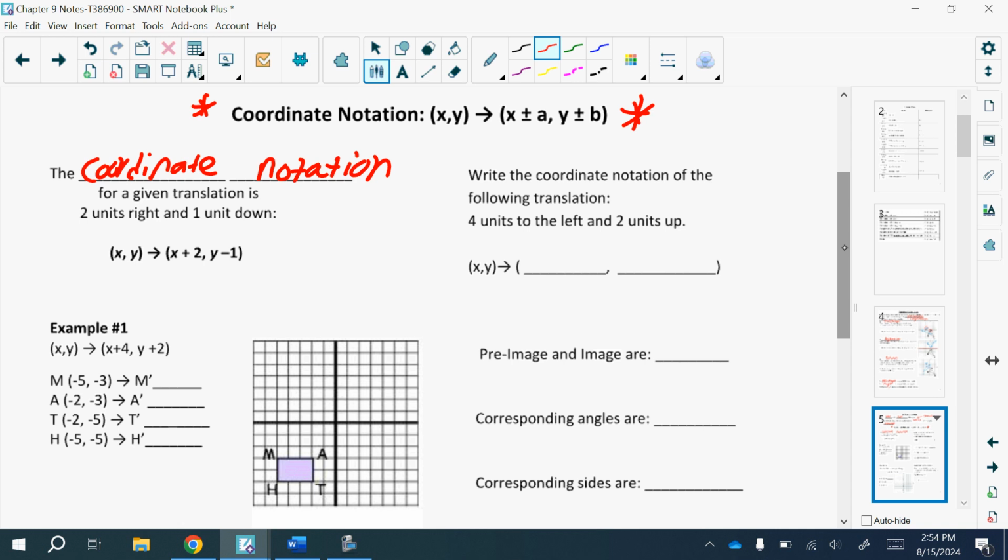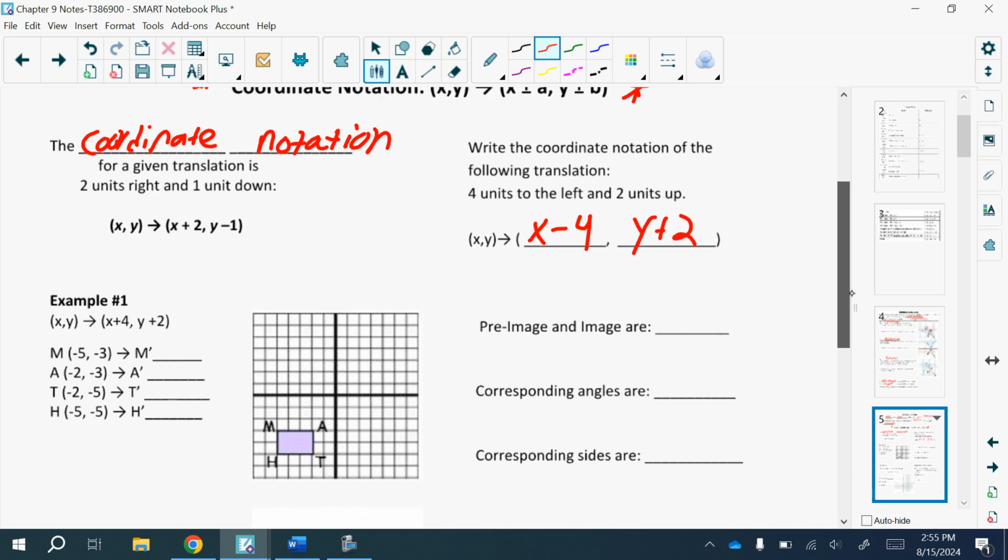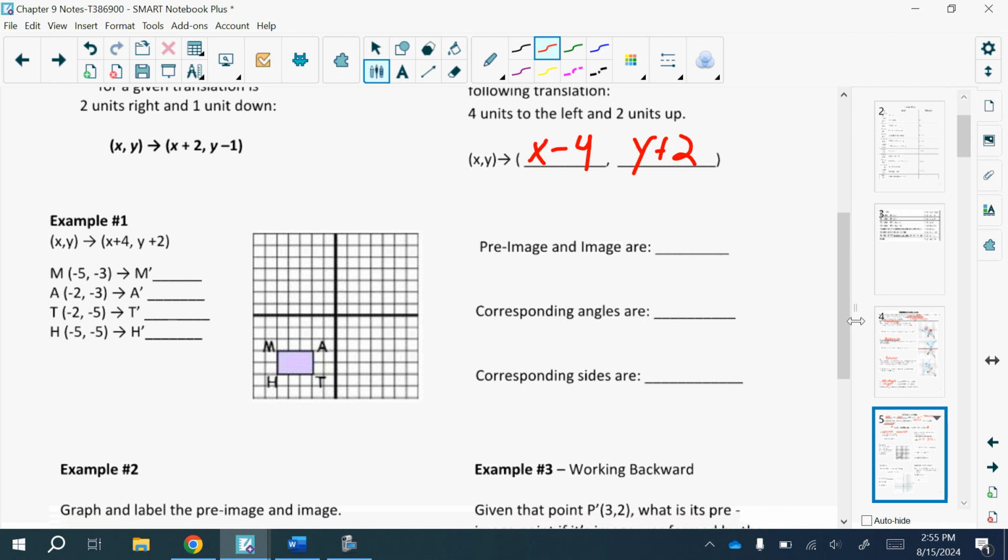It says write the coordinate notation of the following translation. 4 units to the left and 2 units up. Well, again, 4 units left, so that's going to be grouped with the x, and left is the negative direction, so x minus 4, and we also have y plus 2. Right below that, we have pre-image and image are blank, corresponding angles are blank, corresponding sides are blank.